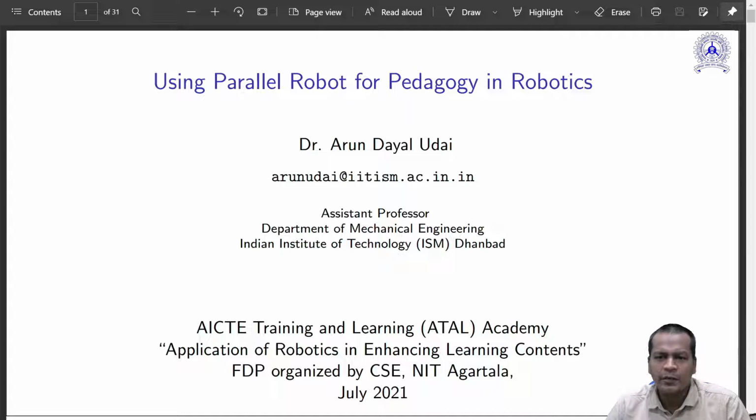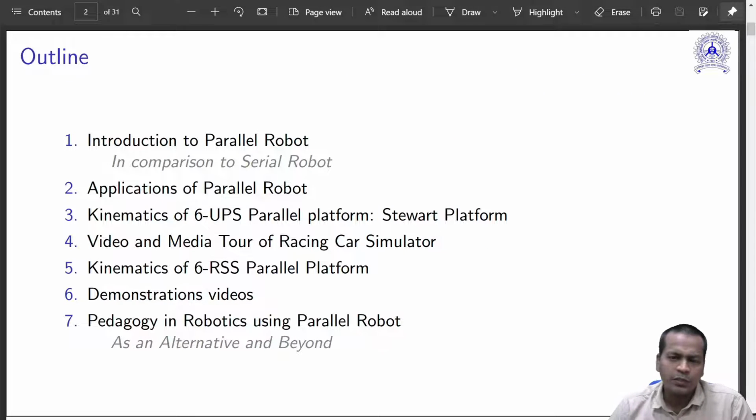So here I go. The talk today will include a brief introduction to what a parallel robot is in comparison to the serial robot, which they may already be very familiar with through different books they might have gone through during their standard curriculum or through different resources. Then some applications of parallel robots to prove their edge, that yes, it is almost as good as a serial robot. Then the kinematics of the 6 UPS parallel robot, which is commonly known as a Stewart platform or Stewart-Gough platform, named after the scientist who invented it.